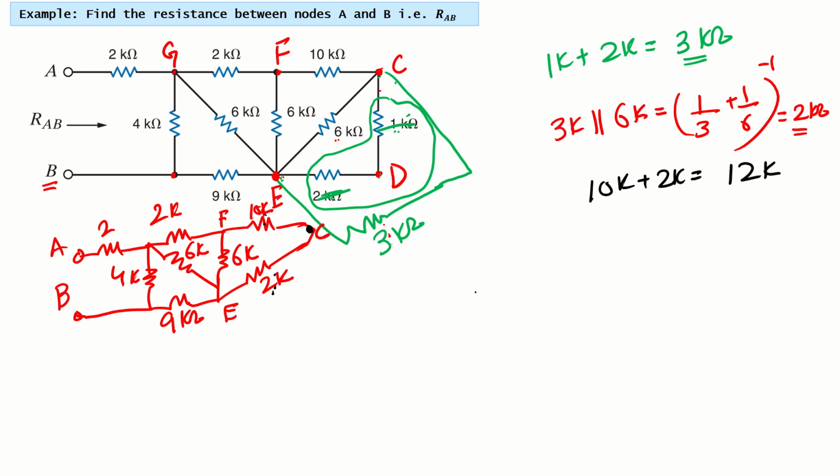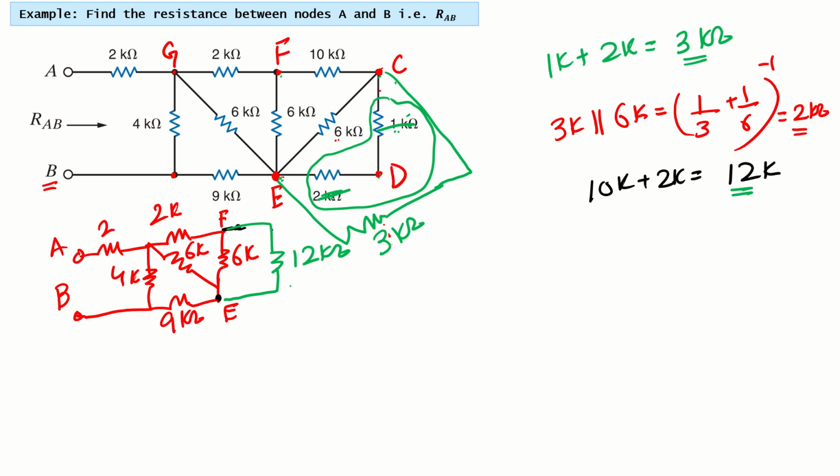Simple, 12K. So when 10K and 2K become 12K, I can replace this branch with a resistor of 12K. Where will it come? I can connect that resistor at this node which is F and at this node which is E. So we can replace this with a resistor of how much equivalent value? 12K. Okay, so we have reached this point.